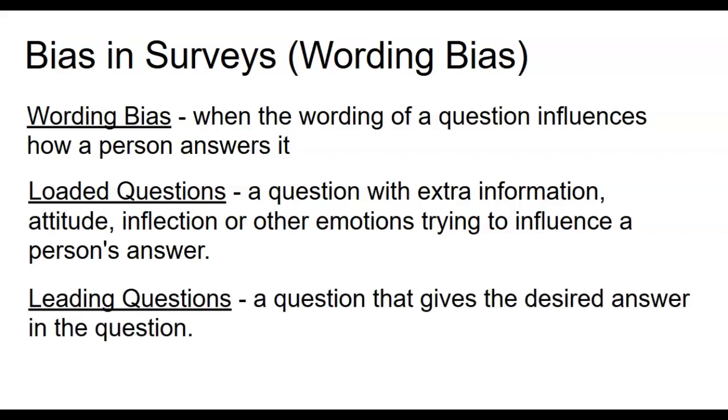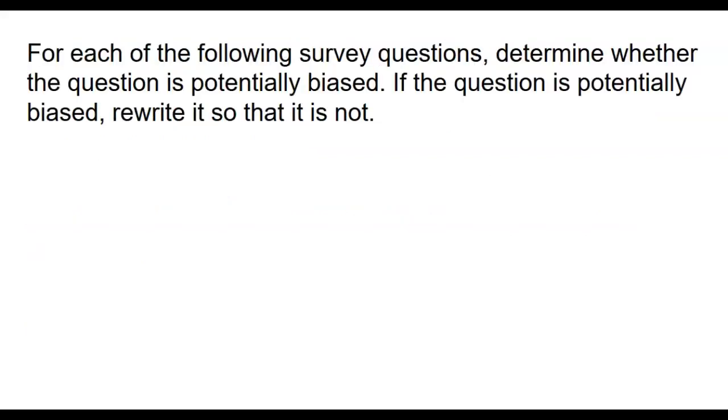Another type of wording bias would be leading questions. These are questions that give the desired answer in the question. You are actually leading the person to the answer you want them to give. This is also used when trying to sway the results of a survey. For each of the following survey questions, determine whether the question is potentially biased. If the question is potentially biased, rewrite it so that it is not.